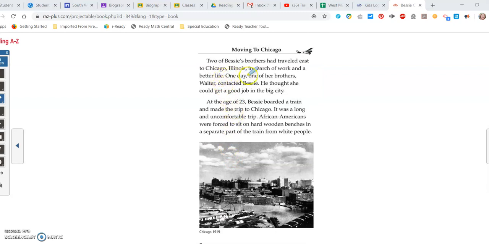So some of her brothers had traveled to Chicago, and it says one day. Here's a good transitional phrase, one day. And then they contacted Bessie. She was going to get a job in the big city. Here is a time frame with a transitional phrase, at the age of 23. So she had to go on a train and it was very uncomfortable.